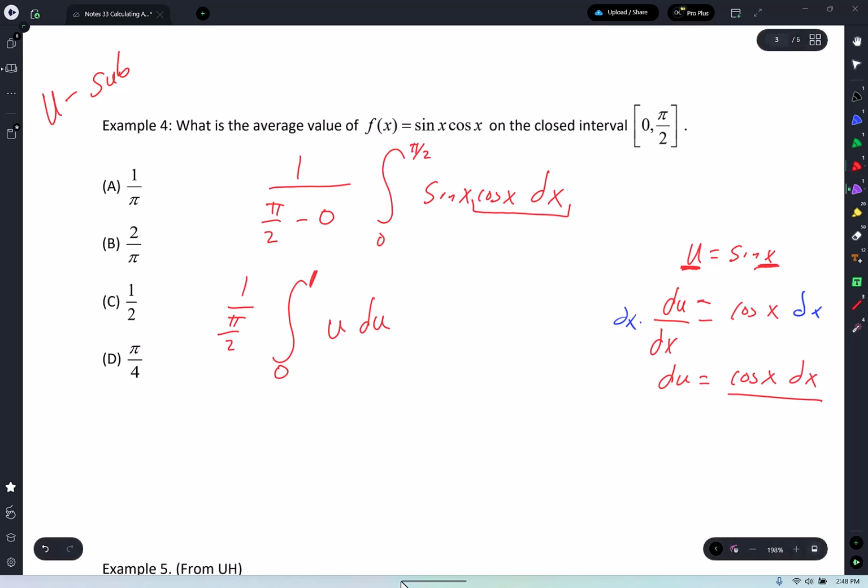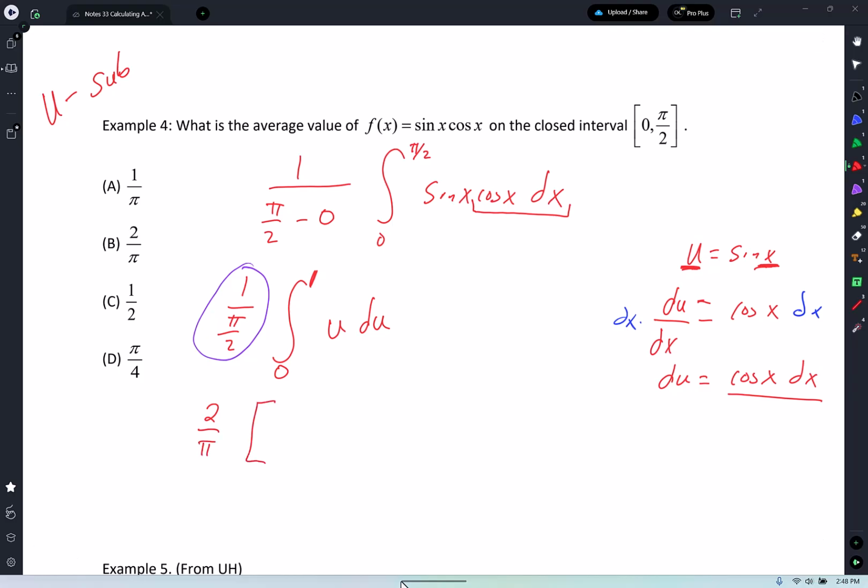So now here's what you got. This right here, 1 over pi over 2, that just means reciprocal, right? So that just means 2 over pi. I'm going to put this in brackets because I'm doing the antiderivative of this. U squared over 2, evaluated from 0 to 1. You can take that 2 out if you want, but we can just leave it because the 0 we don't care about. So 2 over pi, upper minus lower, but when you plug in 0 squared, it's just 0.